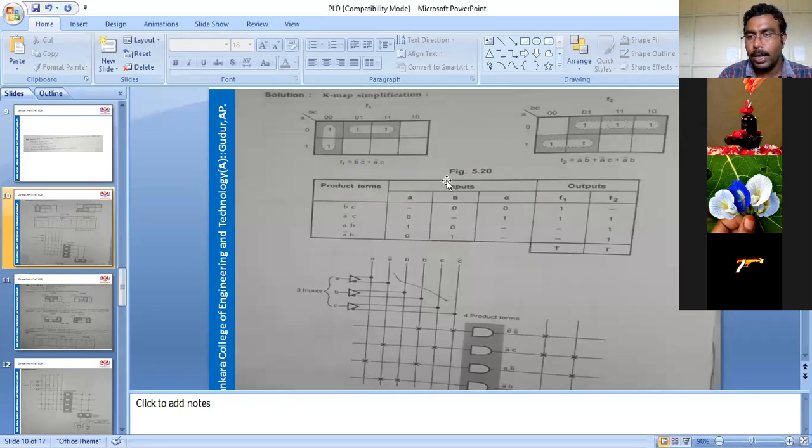Directly now you can go for the PLA programming table. First of all, you write the product terms B bar C bar, A bar C, A B bar, and A bar B, and mention those things under the inputs A, B, and C here. Students, look here. Do we have any term A under B bar C bar? No. So I'm placing a hyphen. Since you have B bar C bar, I'm placing 0 and 0 under B and C. The second product term is A bar C. Since I have A bar, I'm placing 0. No term B, so hyphen. Since you have C here, I'm placing 1.